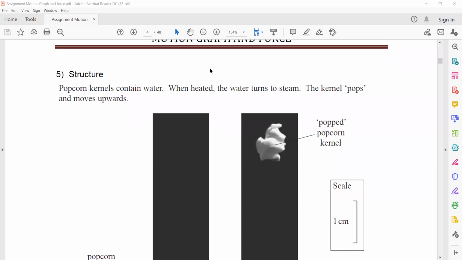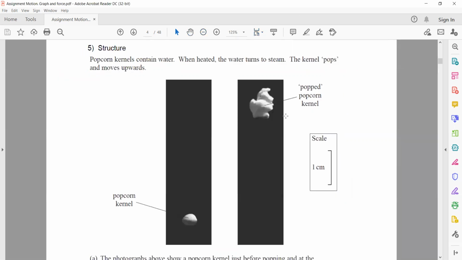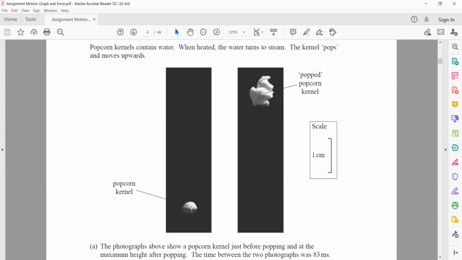Okay, moving on to the next question. The structure of a popcorn kernel contains water. When heated, it turns into steam. The kernel pops and moves upward. So a popcorn kernel is shown, and it pops and moves upward.